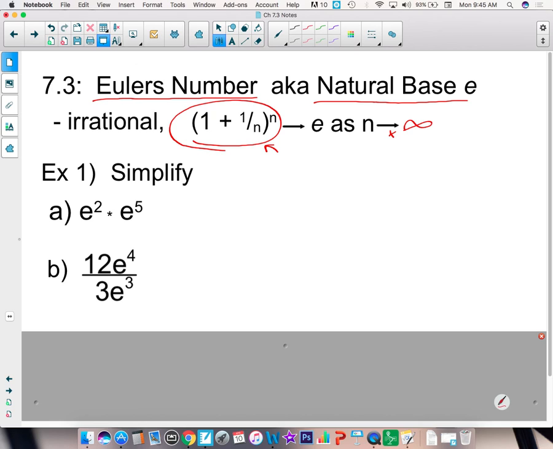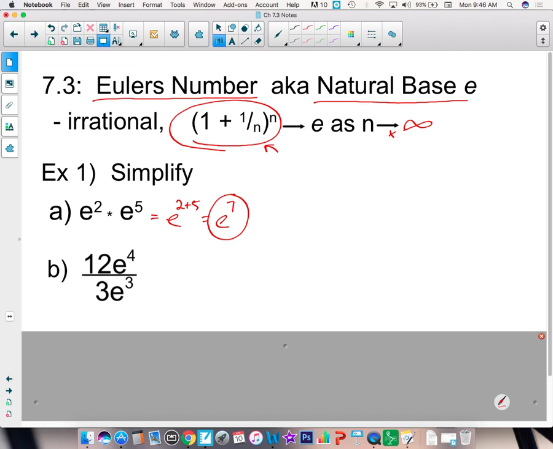But for these first few examples, you can think of e as just a variable. So if we have e squared times e to the 5th, what are you going to do with the exponent? Do we have the same base? Yes. If we're multiplying, then we add the exponents. So it'd be e to the 2 plus 5, or e to the 7th. Simple as that.